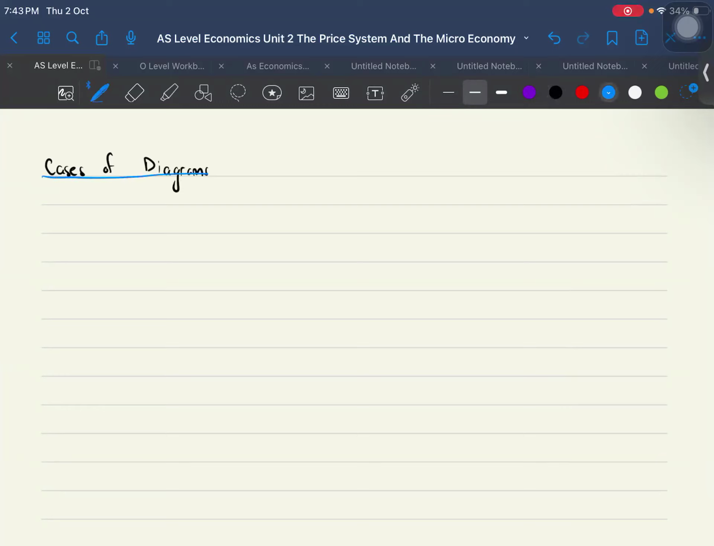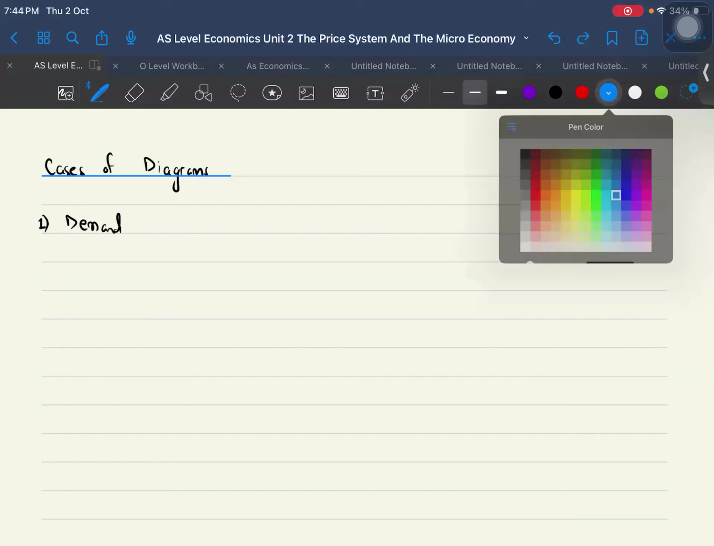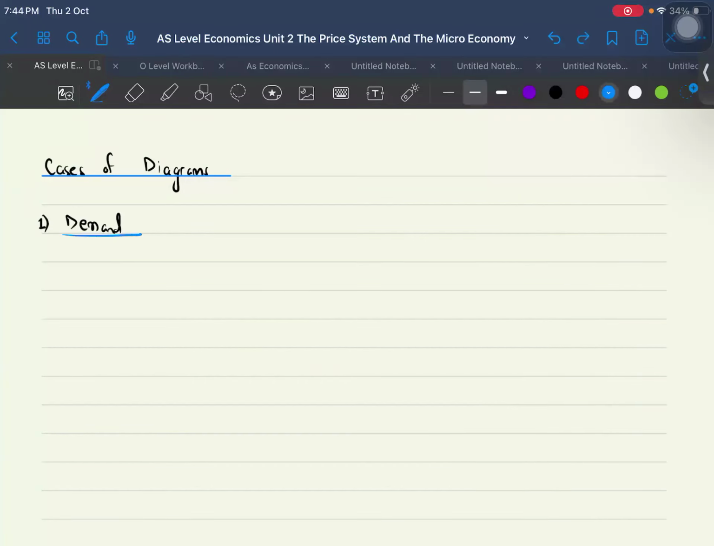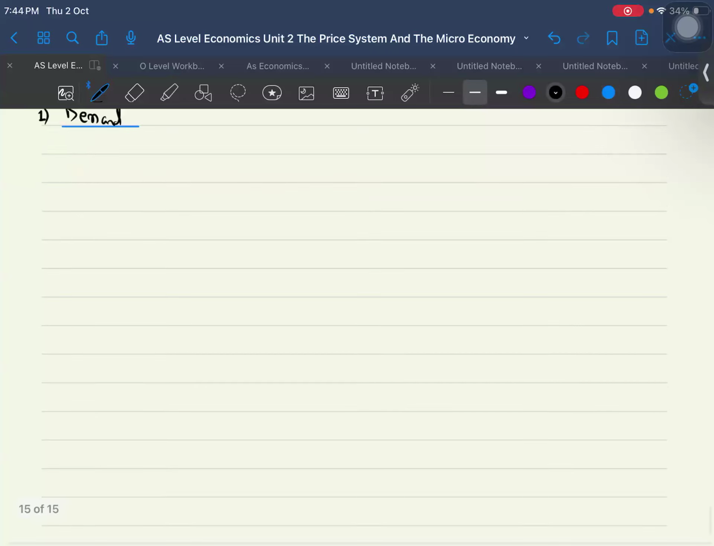diagrams. So as far as diagrams are concerned, there are many different diagrams that we can make in AS level economics. The first diagram will be a normal downward sloping demand diagram. Okay, as you can see, I'll just draw the diagram right beneath the heading. Okay, we'll make it quick.